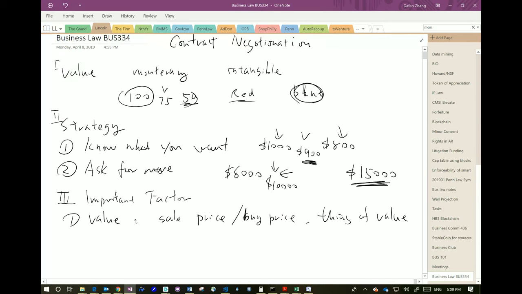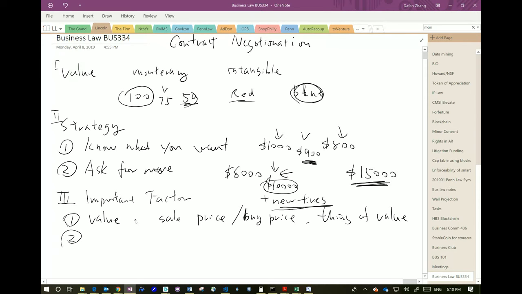But sometimes you talk about other things of value. For example, when you buy a car, the sales price you might agree to, let's see the above example, is $10,000, but the car needs new tires. So maybe you can negotiate plus new tires. It's a thing of value, but it's not a part of the price. That usually is the first most important factor.